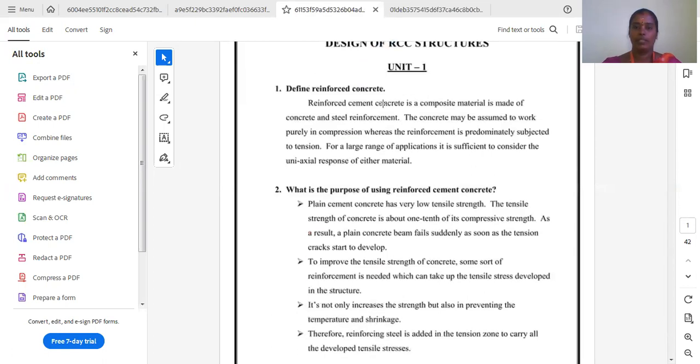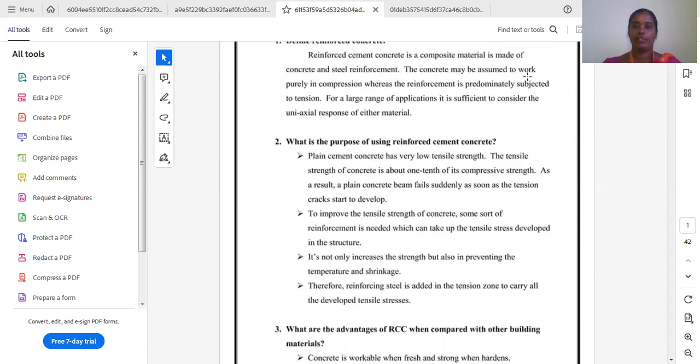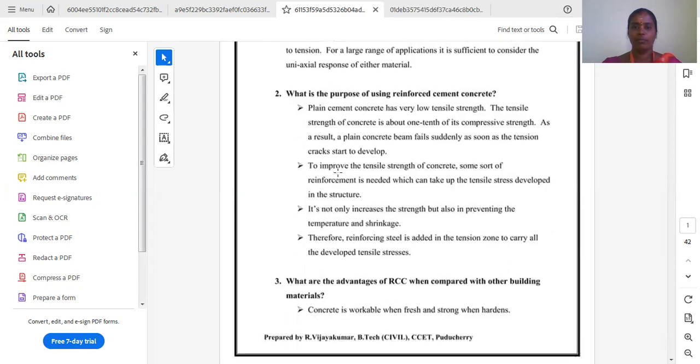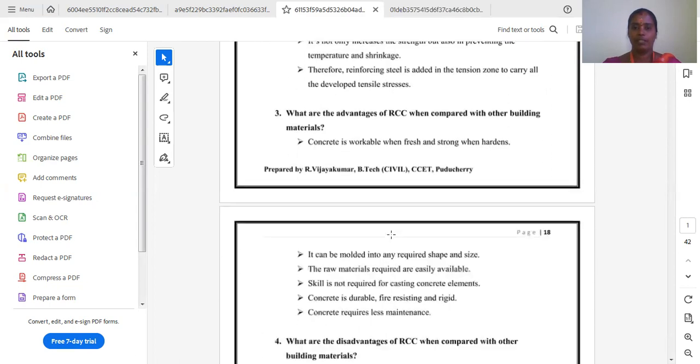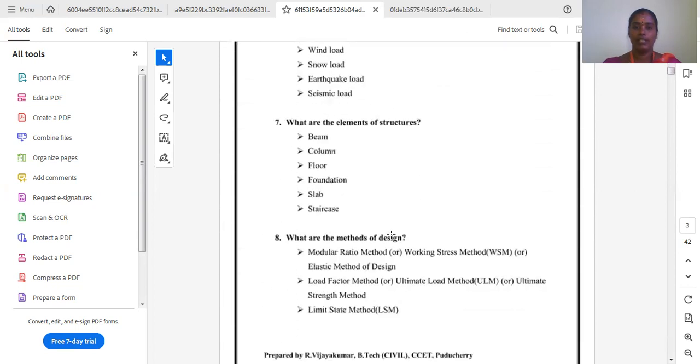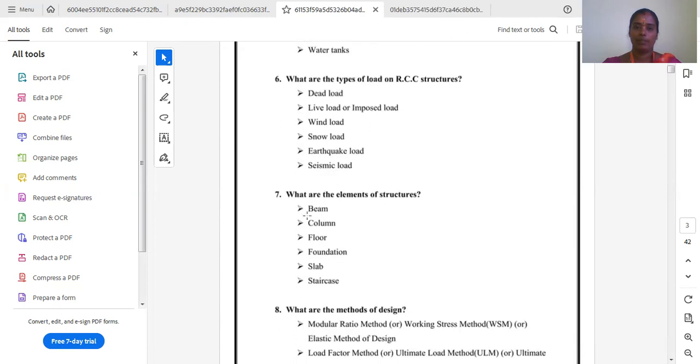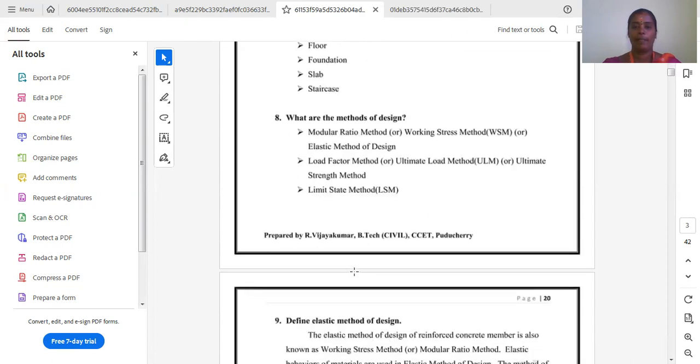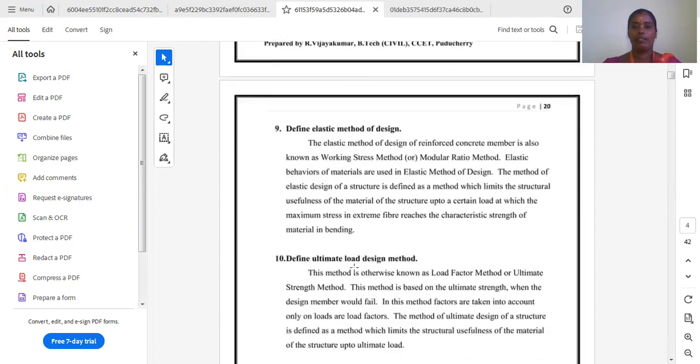what reinforced concrete is. Reinforced cement concrete is a composite material made of steel reinforcement fabric. Concrete may be assumed to work purely in compression, whereas the reinforcement takes the tension. Okay. Then what is the purpose of using reinforcement? Here you can see all the uses and details of RCC. Then what are all the elements I told? Beam, column, floor slab, foundation slab, staircase. Okay. Then what are the methods available?